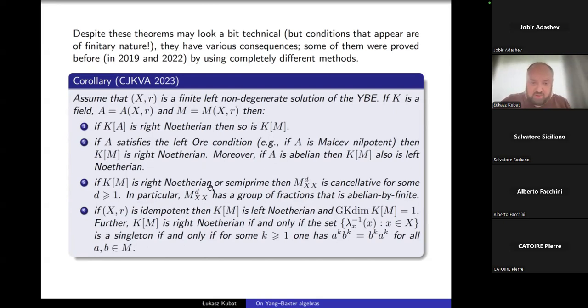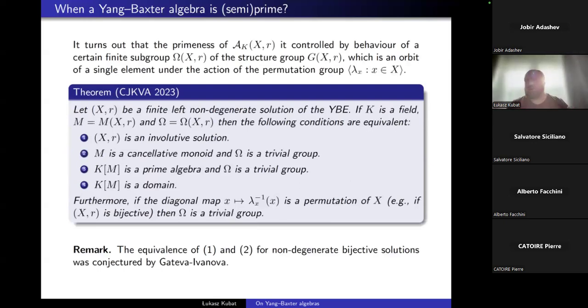And there are also special results concerning idempotent solutions, but because I don't have a lot of time, I will skip them. So the conclusion is that checking right Noetherianity of such algebras can be completely reduced to investigating a certain finite family of subsemigroups of the structure monoid. And if they are cancellative, then we have to check some properties for these semigroups. And this completely solves the problem of Noetherianity.